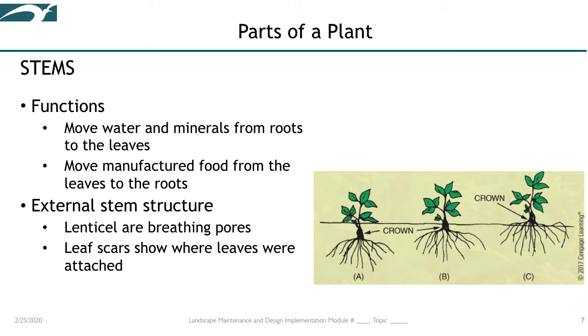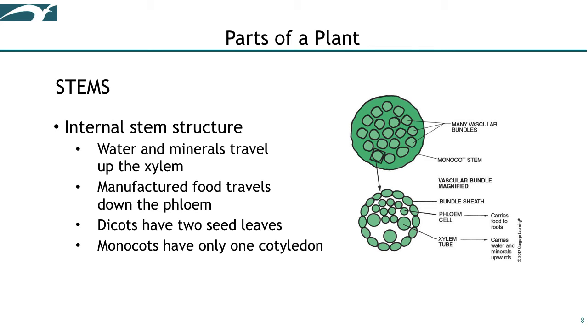Stem. The function of the stem really is to move water and minerals from the roots to the leaves. They also move the manufactured food from the leaves to the roots. The external stem structure includes breathing pores known as lenticels. The leaf scars show where leaves were attached. The internal stem structure carries the water and minerals through the xylem. Manufactured food travels down the phloem. Dicots have 2 seed leaves and monocots have only 1.